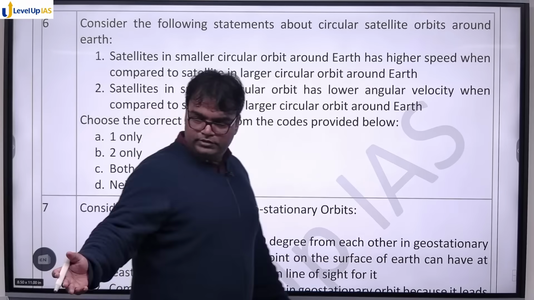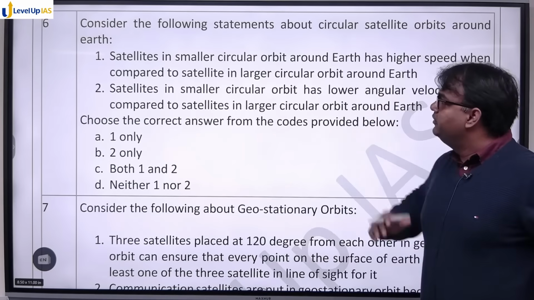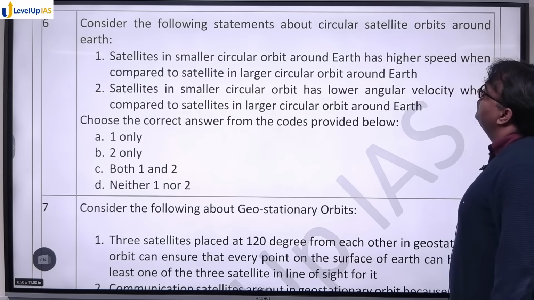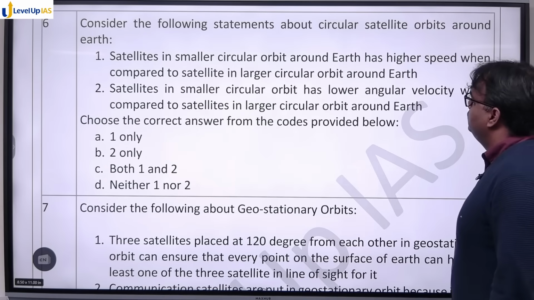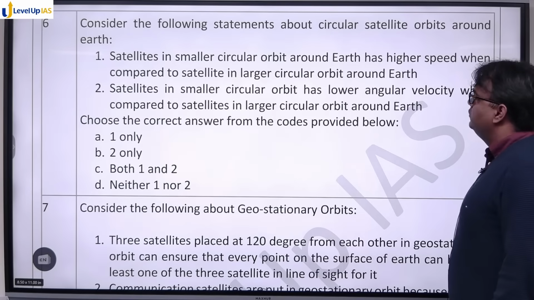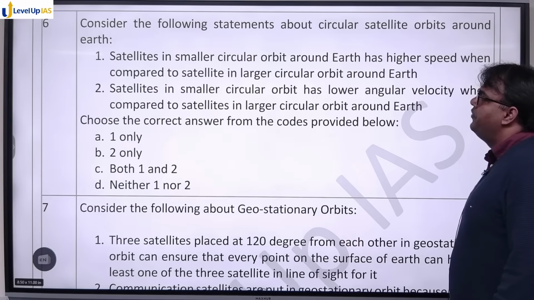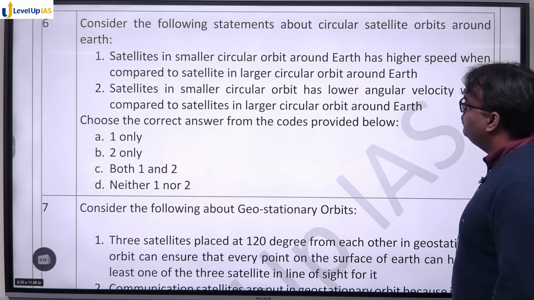Will you try this? Akash, nahi. Harshit, nahi. Harsh. Question number 6. Come on, Harsh. A is correct. 1 is correct. Let me look at 2.